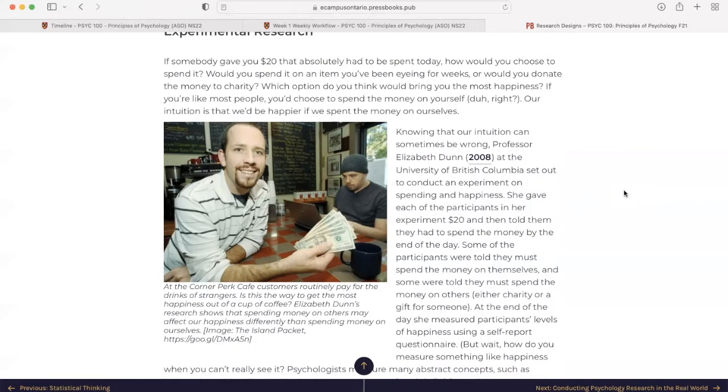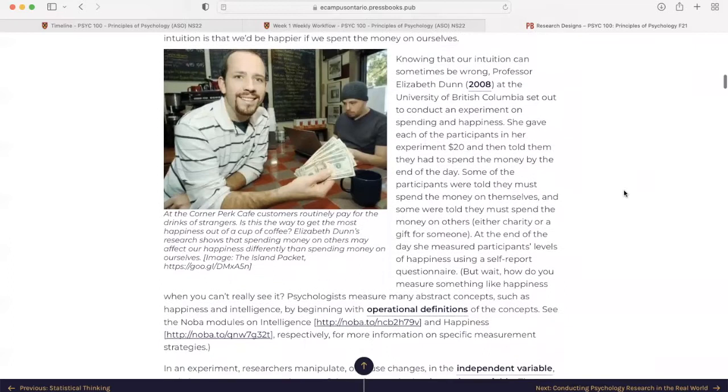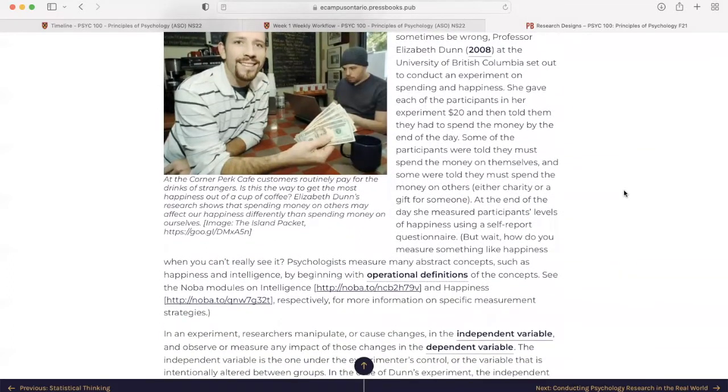Knowing that our intuition can sometimes be wrong, Professor Elizabeth Dunn at University of British Columbia set out to conduct an experiment on spending and happiness. She gave each of the participants in her experiment $20 and then told them they had to spend the money by the end of the day. Some of the participants were told they must spend the money on themselves, and some were told they must spend the money on others, either charity or a gift for someone. At the end of the day, she measured participants' levels of happiness using a self-report questionnaire.